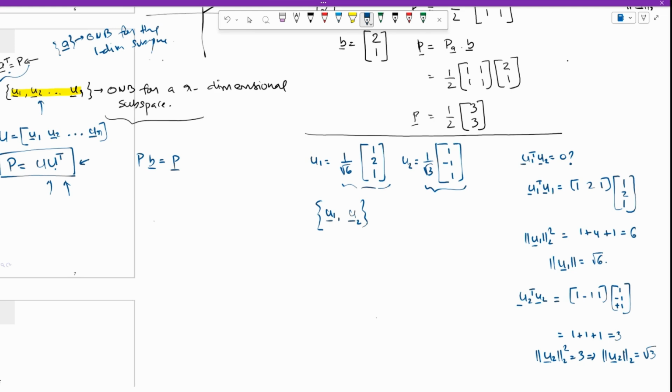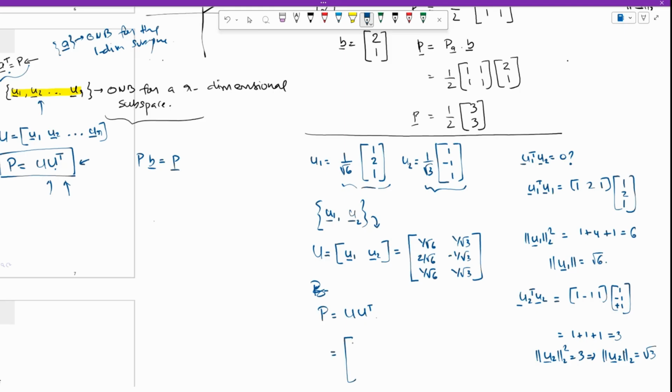Now, if you want to find the orthogonal projection matrix onto this subspace, you first form the matrix U, where the first column is U1 and the second column is U2. Let's write that down anyway. So that will be 1 by root 6, 2 by root 6, 1 by root 6. That's u1. And then you have 1 by root 3, minus 1 by root 3, 1 by root 3. That's your U. Now the orthogonal projection matrix is given by U U transpose.